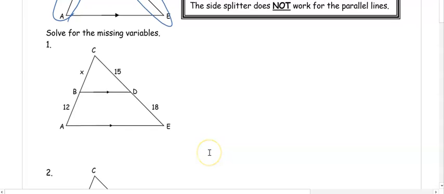So in number one, when we want to solve for x, we can use side splitter here because BD is parallel to AE, and the numbers are on the sides of the triangle, not the parallel side. So because BD is dividing the two sides, we have x over 12 equals 15 over 18. So when we cross multiply, 18x equals 180, x is 10.